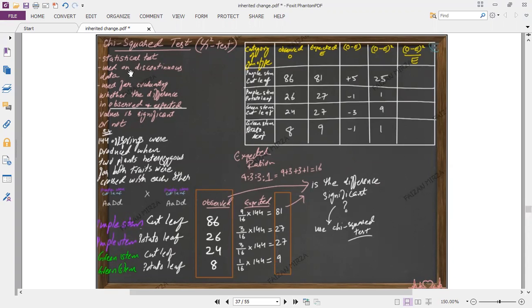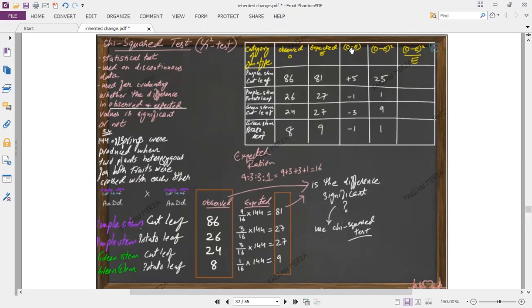What I told you, chi-square test is used on discontinuous data and used for evaluating the difference between observed and expected values, whether it's significant or not. So what do you do now? You go and make a table. You have to just mention the categories first, then the observed values in the next column, then the expected values.